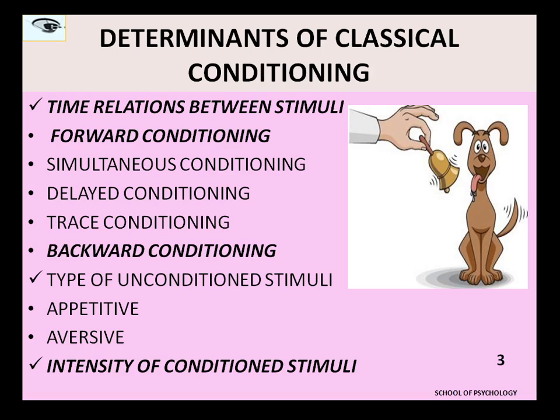Then we have the third one, which is the intensity of the conditioned stimuli. The intensity here means that the more intense the conditioned stimulus is, the fewer acquisition trials are needed for the conditioning. How strong is the conditioned stimulus? How intense is it? The number of acquisition trials would be lesser there. We probably will not require too many trials if the intensity of the conditioned stimulus is quite good, if it is quite intense.